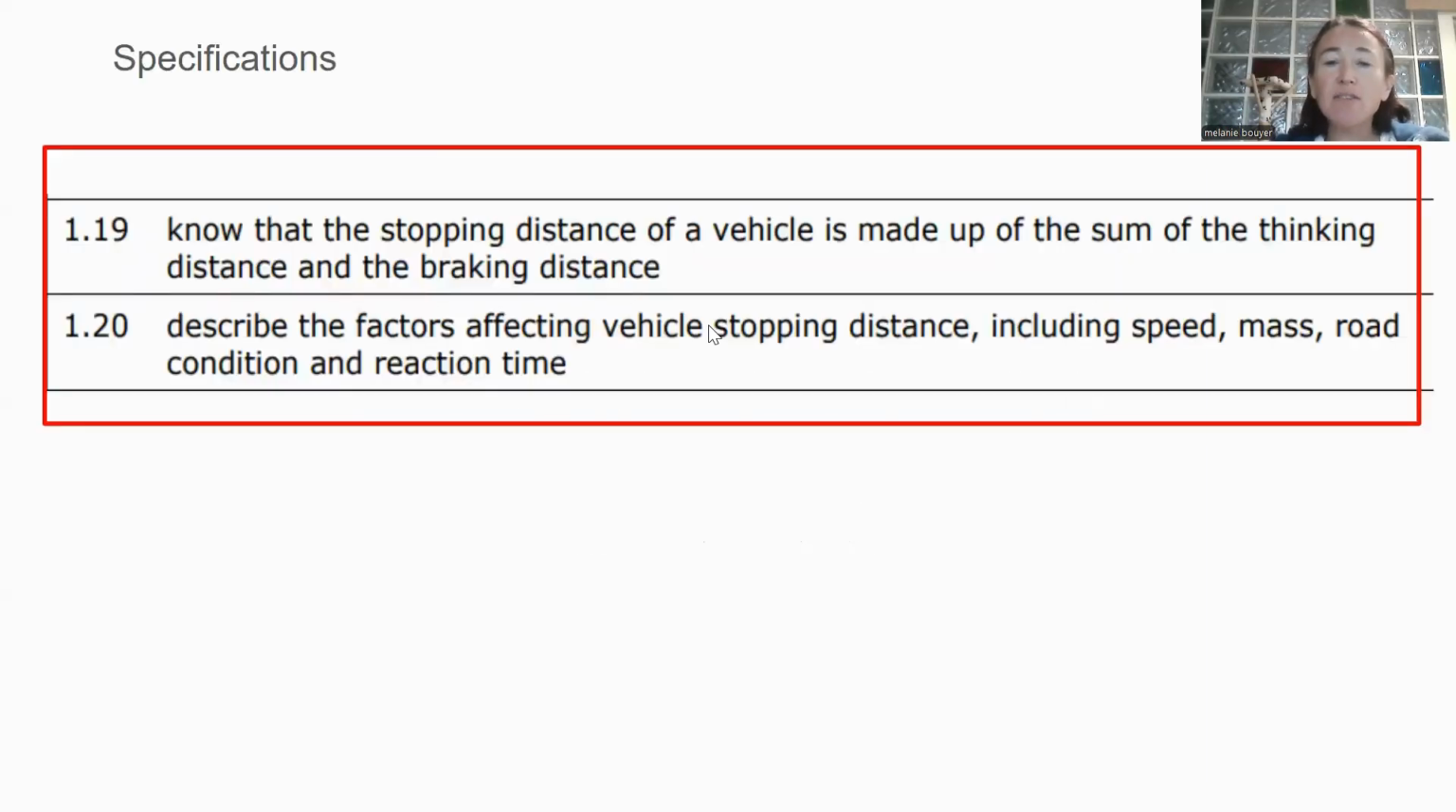The specifications are the same regardless of whether you are studying for dual award or physics separate. We'll be looking today at knowing that the stopping distance of a vehicle is made up of the sum of the thinking distance and the braking distance. We will also be looking at describing the factors affecting vehicle stopping distance, including speed, mass, road condition, and reaction time. So let's get started by recapping a bit on forces.